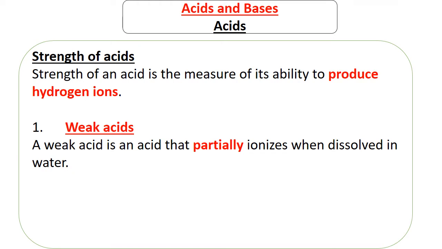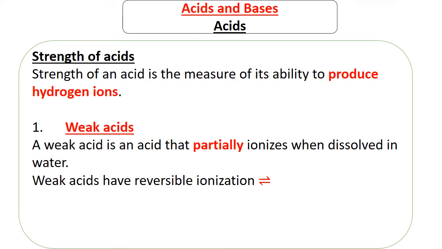And you can tell that by the fact that ionization of weak acids is a reversible reaction. By reversible reaction, it means the reaction is going to be indicated by this symbol. What it means is when you get the acid, you ionize it, you get the constituent ions, you can again combine the ions to get back the acid. So when such is possible, then it's a weak acid.